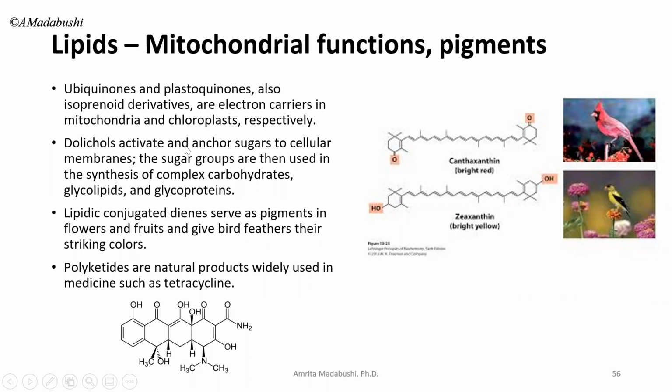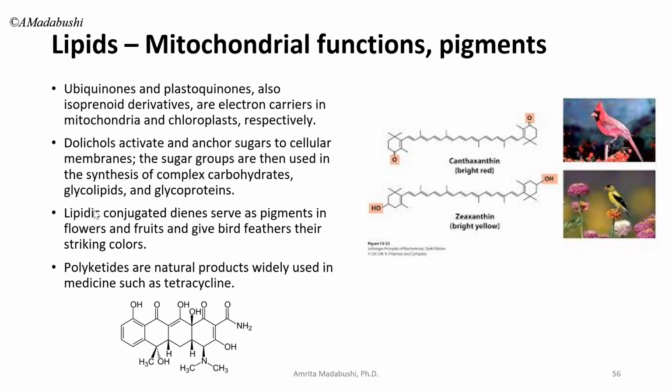Then there are other roles, such as being active in membranes. Dolichols activate and anchor sugars to cellular membranes. That's important because we want those sugars to act as important antigens. The sugar groups are then used in synthesis of complex carbohydrates, glycolipids, and glycoproteins. Whenever you see the word glyco, your eyes should light up. It means something carbohydrate. Whether it is glycolipids or glycoproteins, it's carbohydrate attached to lipids or proteins.